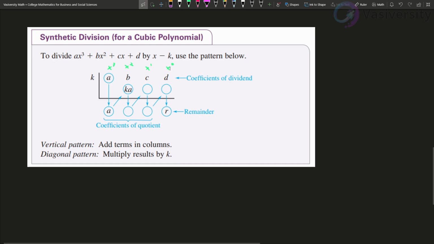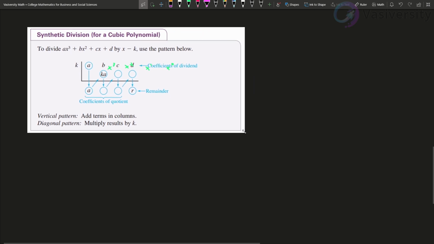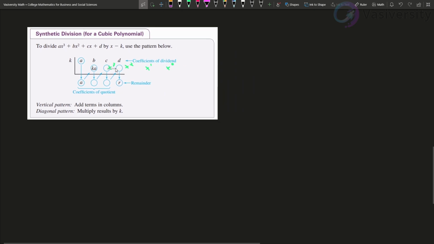So let's actually look at an example, right? It's going to be easier to understand with an example. So let me go ahead and erase this. So let's go ahead and do an example.